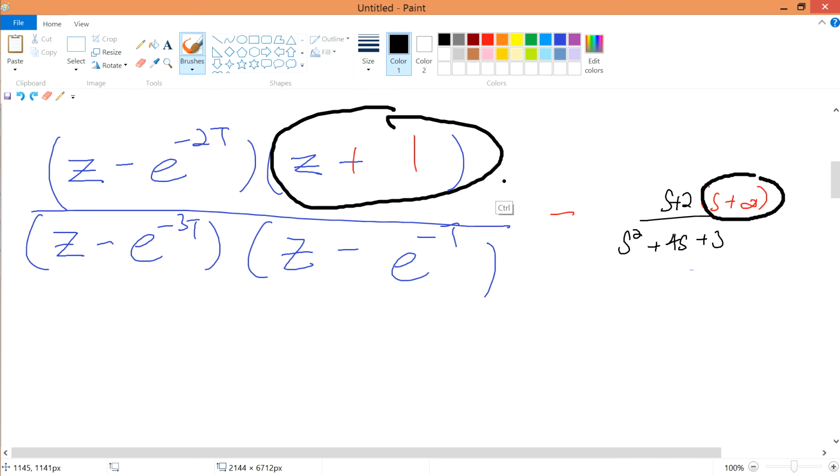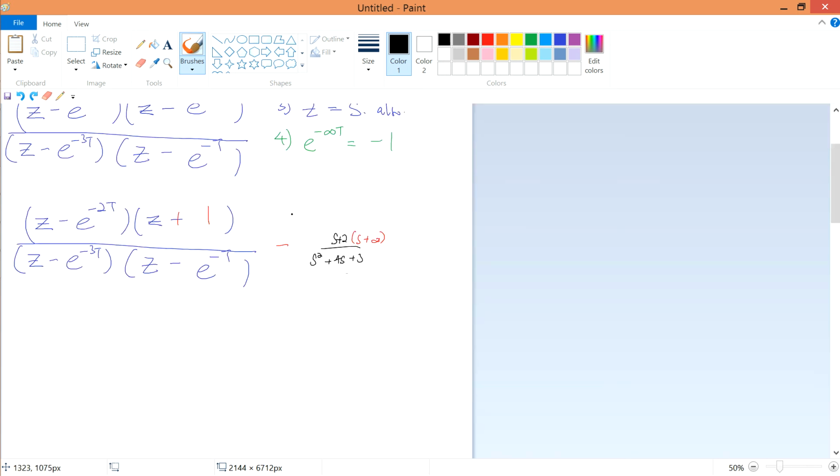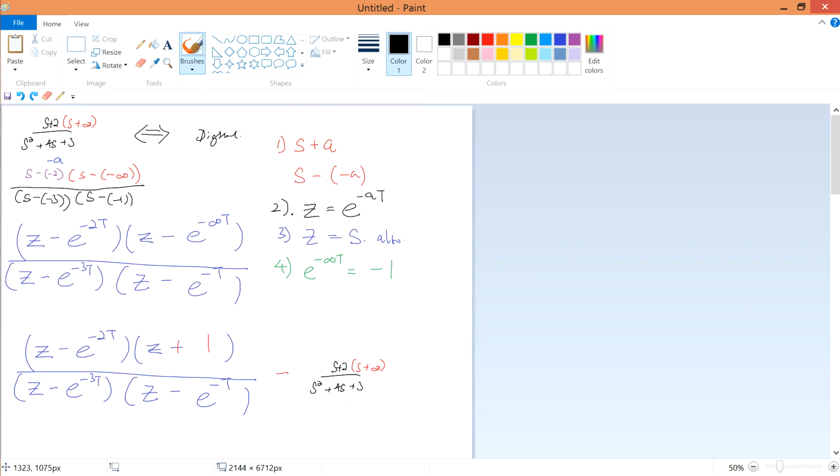Not to be confused: in this case, we only have 1 zero. So I have one more zero in the z domain also, which is z plus 1. This is s plus infinity. So everything, the equivalent of s plus infinity is your z plus 1 in your z domain. These are the 5 things that I think will be fairly useful for you to know.